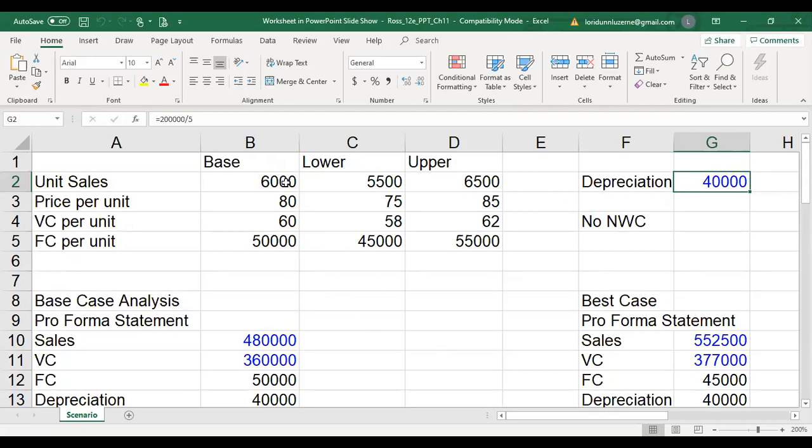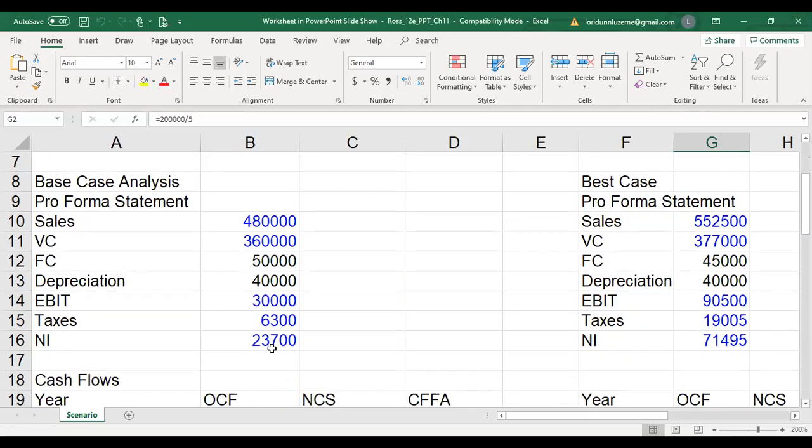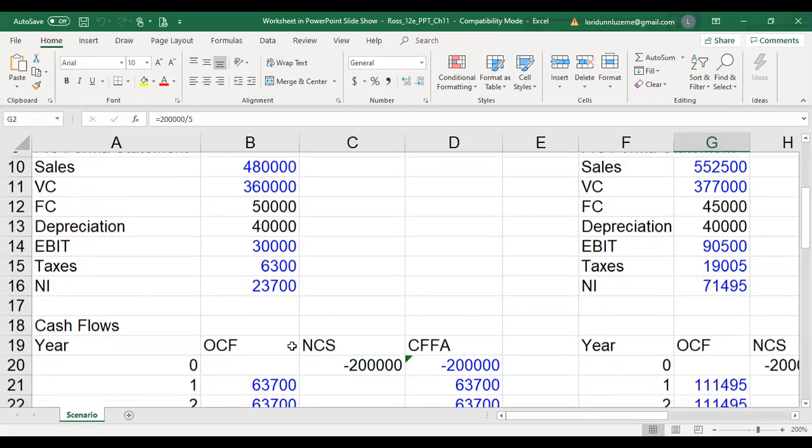6,000 units, $80 each would give us a $480,000 sale. The cost associated with those sales would be 60 times 6,000 or 360,000. The fixed cost is 50,000, depreciation 40,000. Subtract those three costs or expenses to get earnings before income taxes, 30,000. 21% of 30,000 gives us a $6,300 tax. That means our net income each year will be $23,700 under this scenario.